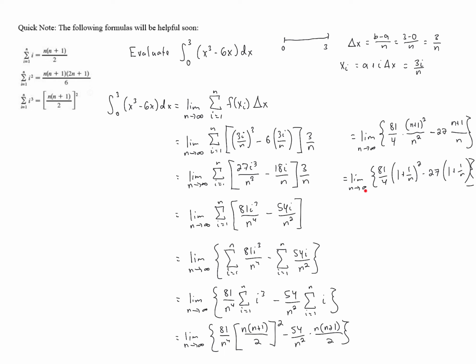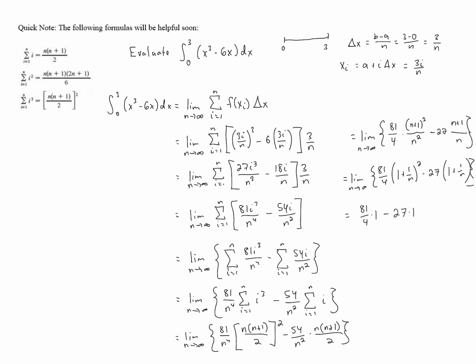And notice we're taking the limit as n approaches infinity. What happens to 1 over n as n approaches infinity? This gets closer and closer to 0. So the limit of that term is 0. 1 plus 0 is 1, and 1 squared is 1. So this whole thing becomes 1, and that whole thing becomes 1. And by direct substitution, we've got 81 over 4 times 1 minus 27 times 1.